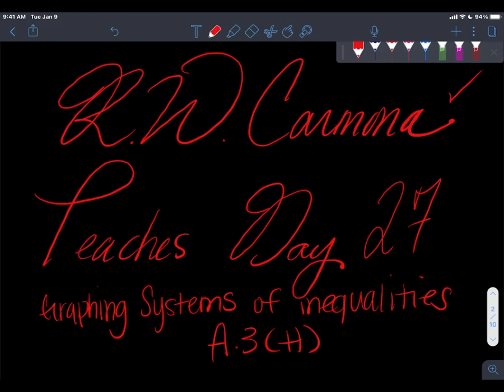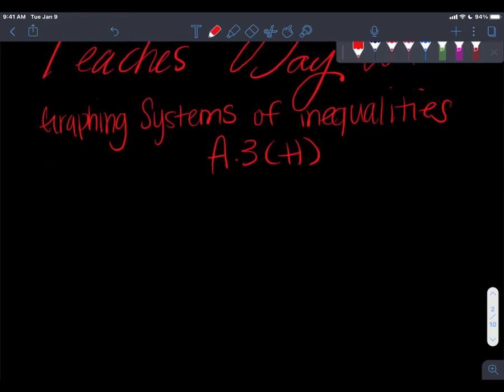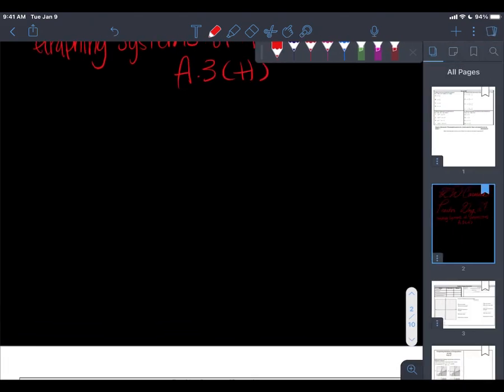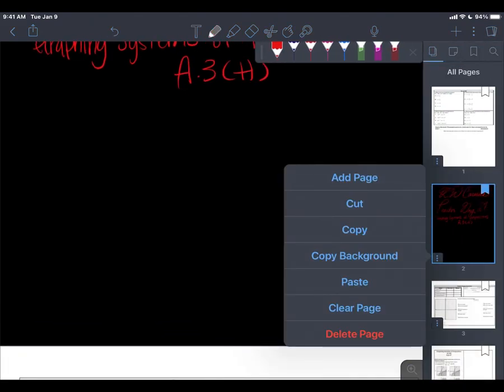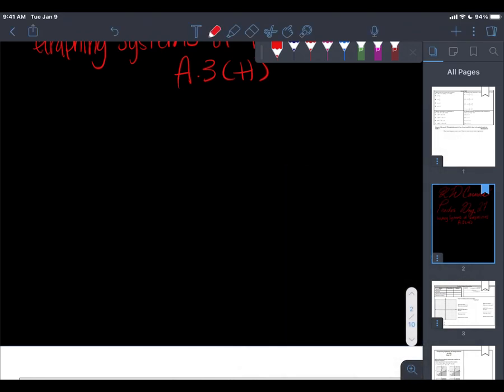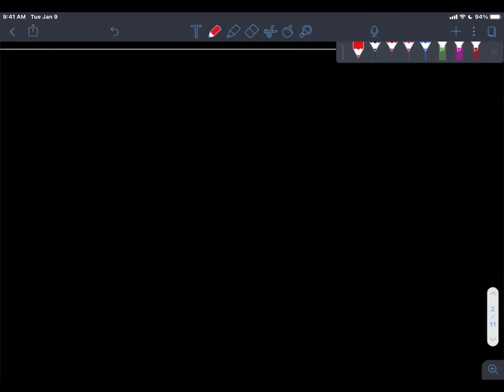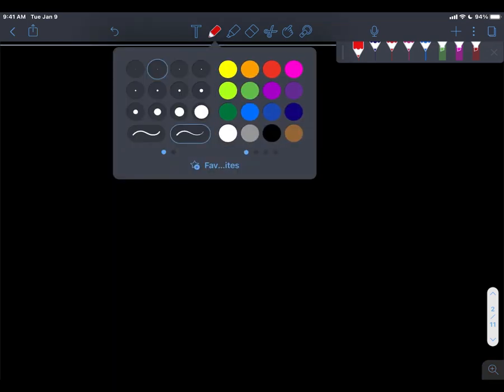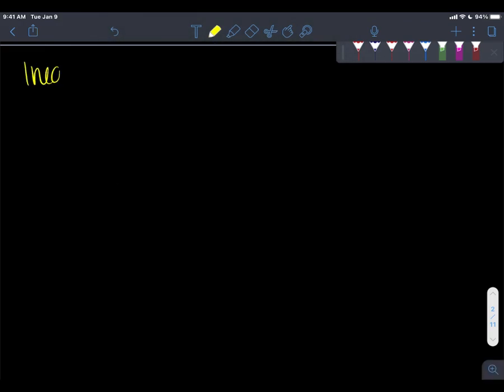Algebra 1, Day 27. Today we're going to be talking about graphing systems of inequalities. Before we get started on that, I want to first go through and talk a little bit more about inequalities. The first thing to note about inequalities is that they have these symbols.